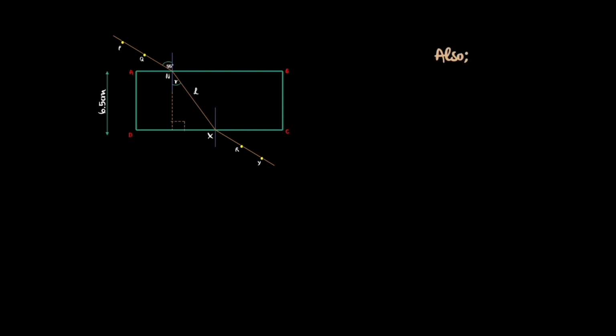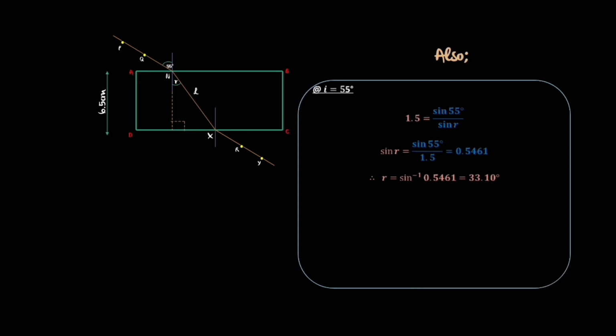So also when the angle of incidence is 55 degrees, following the normal procedure, we'll evaluate and find our angle of refraction to be 33.1 degrees. Sorry, that was a mistake. We find out the angle of refraction here is 33.1 degrees.